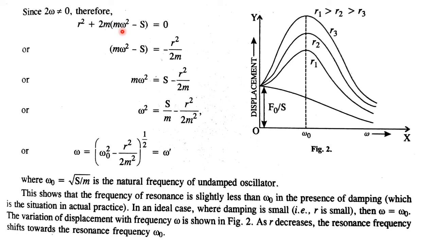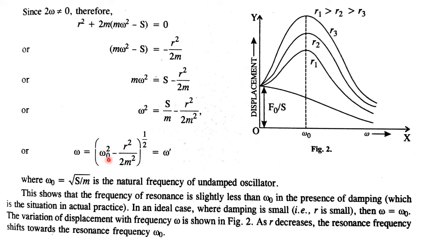That is what we are required over here, because we are interested to calculate the value of resonance frequency. See here, m omega square minus s is nothing but it will be minus r square upon 2m square. M omega square will be equal to s minus this factor, omega square comes out to be equal to this factor. That means omega is nothing but the under root of omega naught square minus r square upon 2m square. What do we conclude from here?